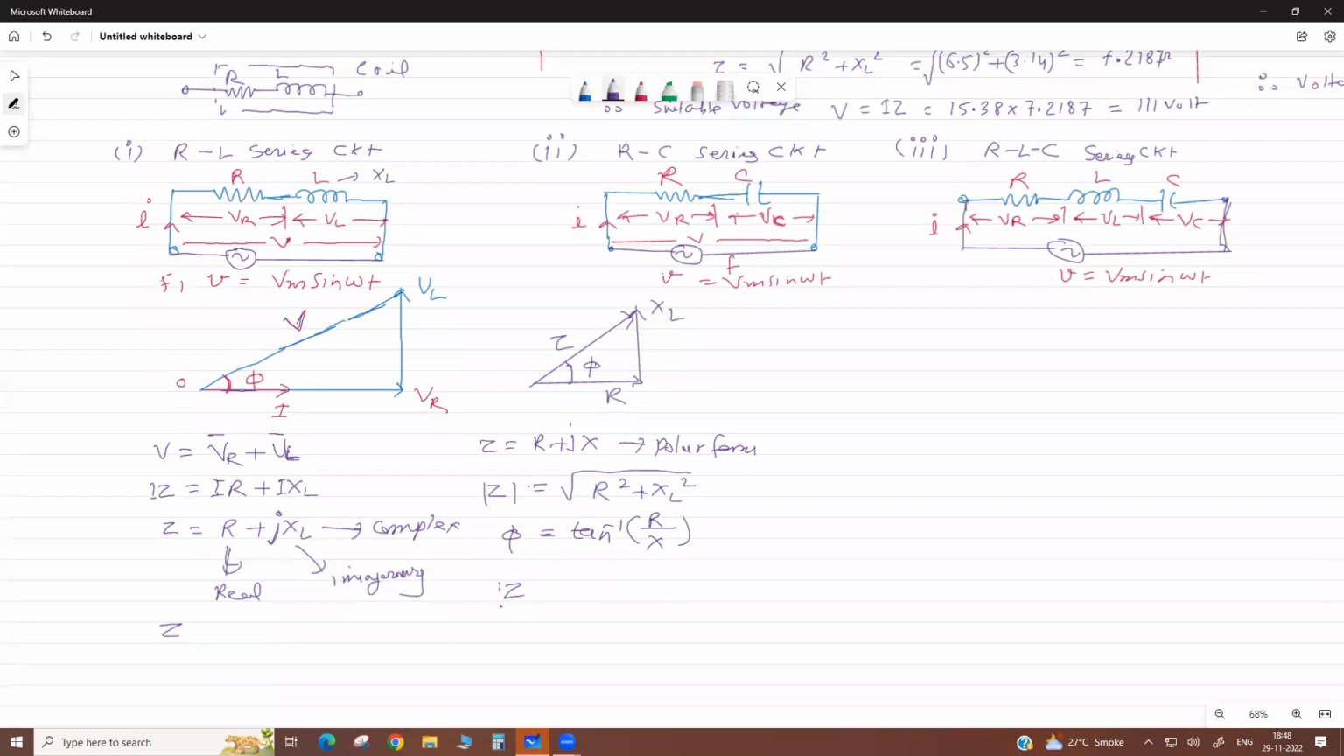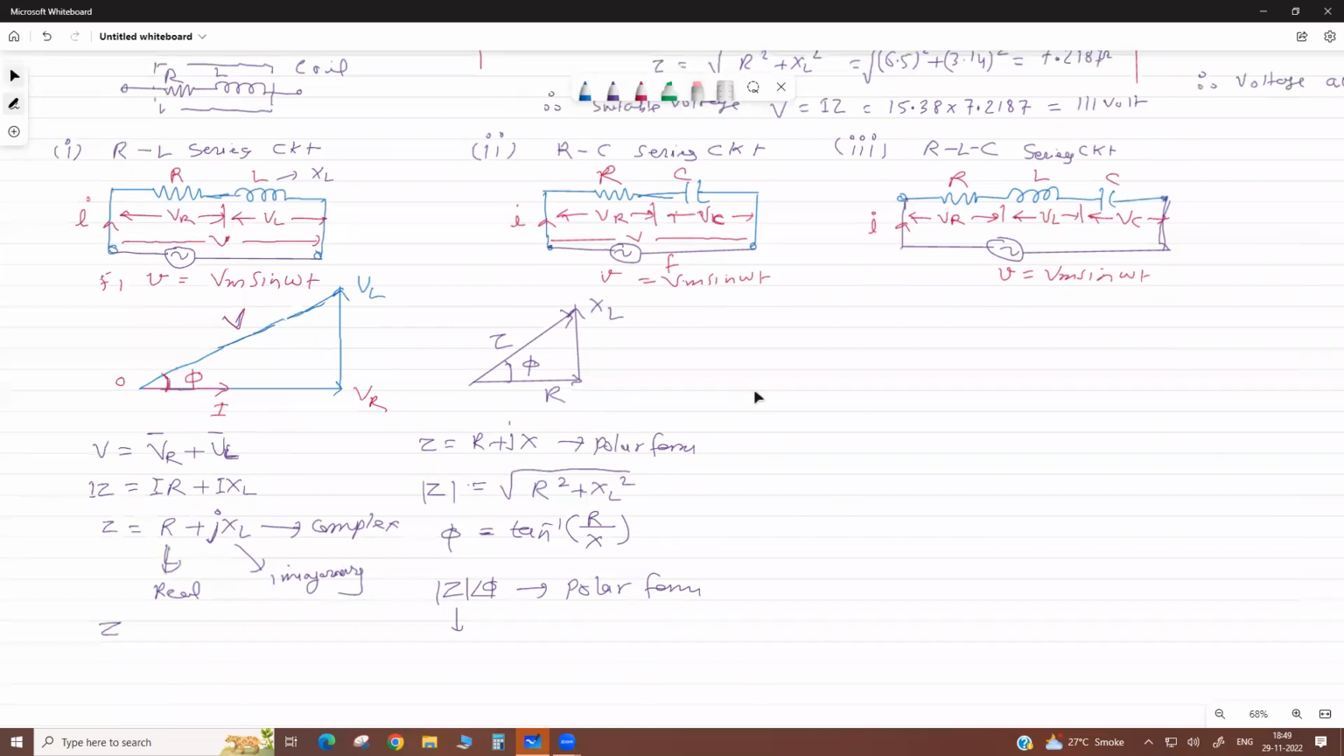Then we can denote this Z in polar form: magnitude and angle. This is called the magnitude, and this is the phase angle. This is called polar form. In the calculator, we can convert from one form to the other. Generally, in parallel circuits and AC circuit networks, we solve with polar and rectangular forms.